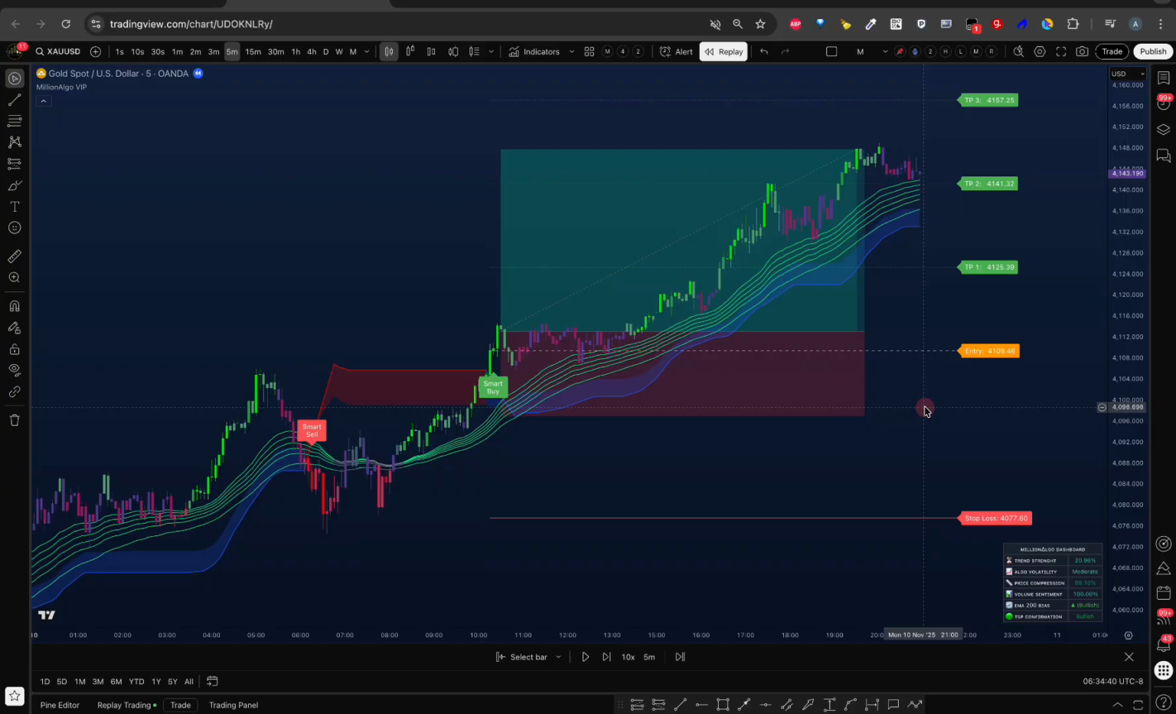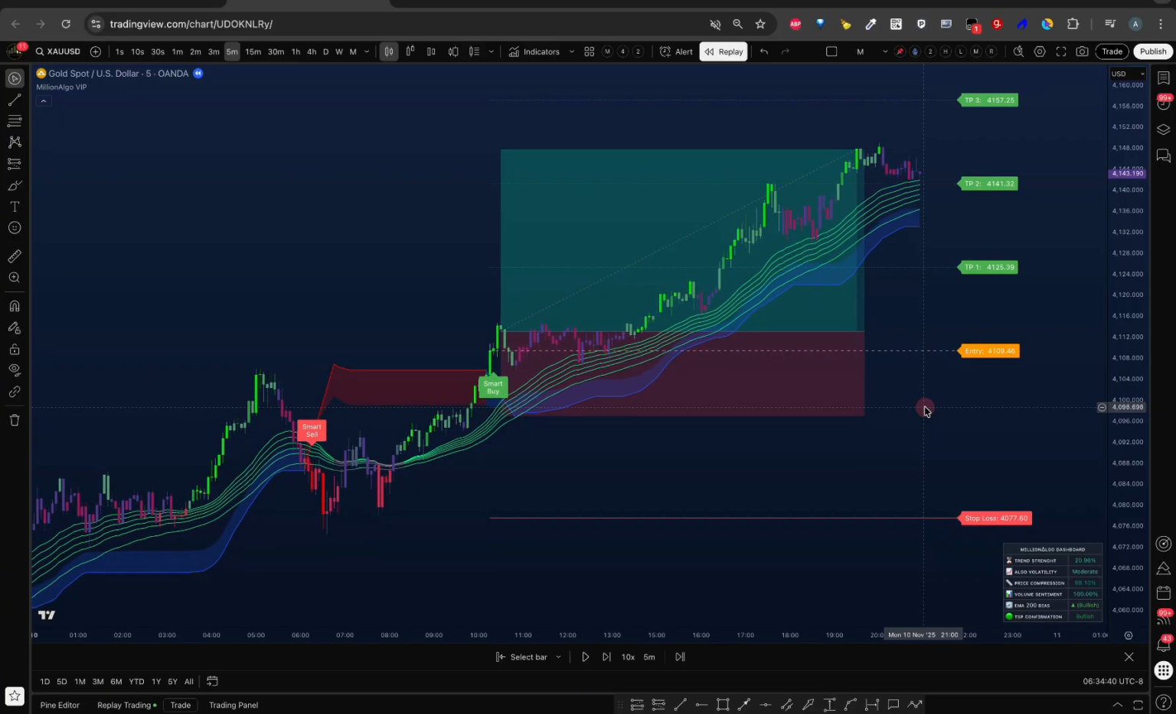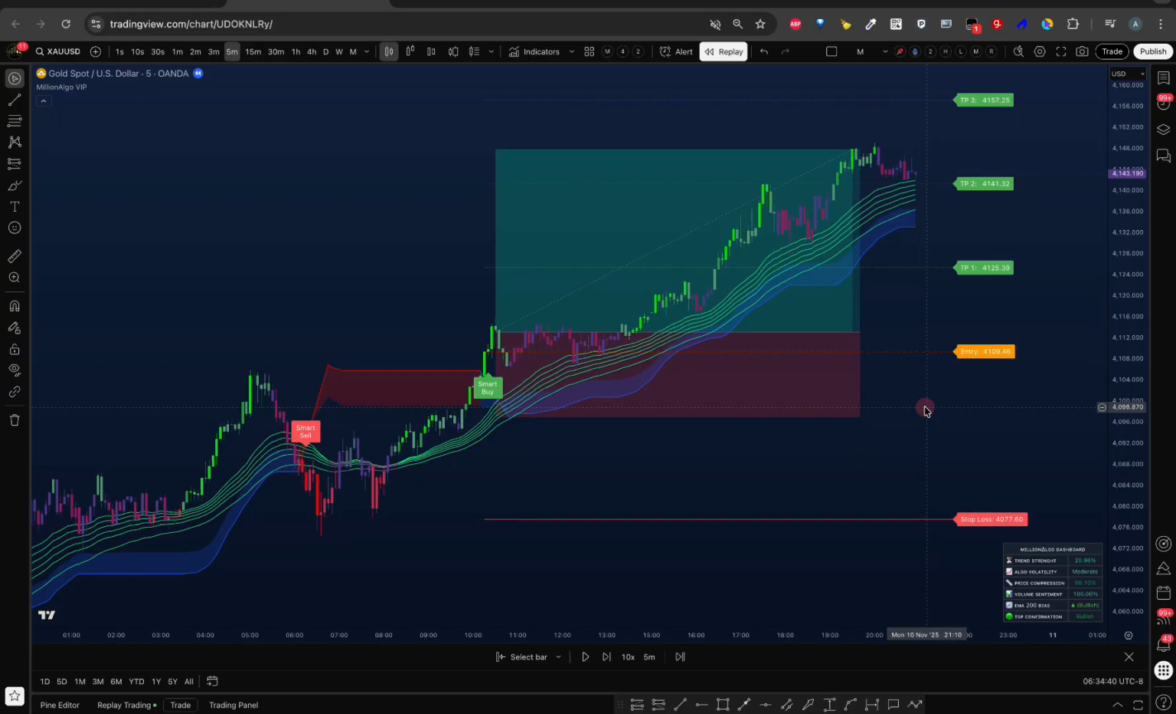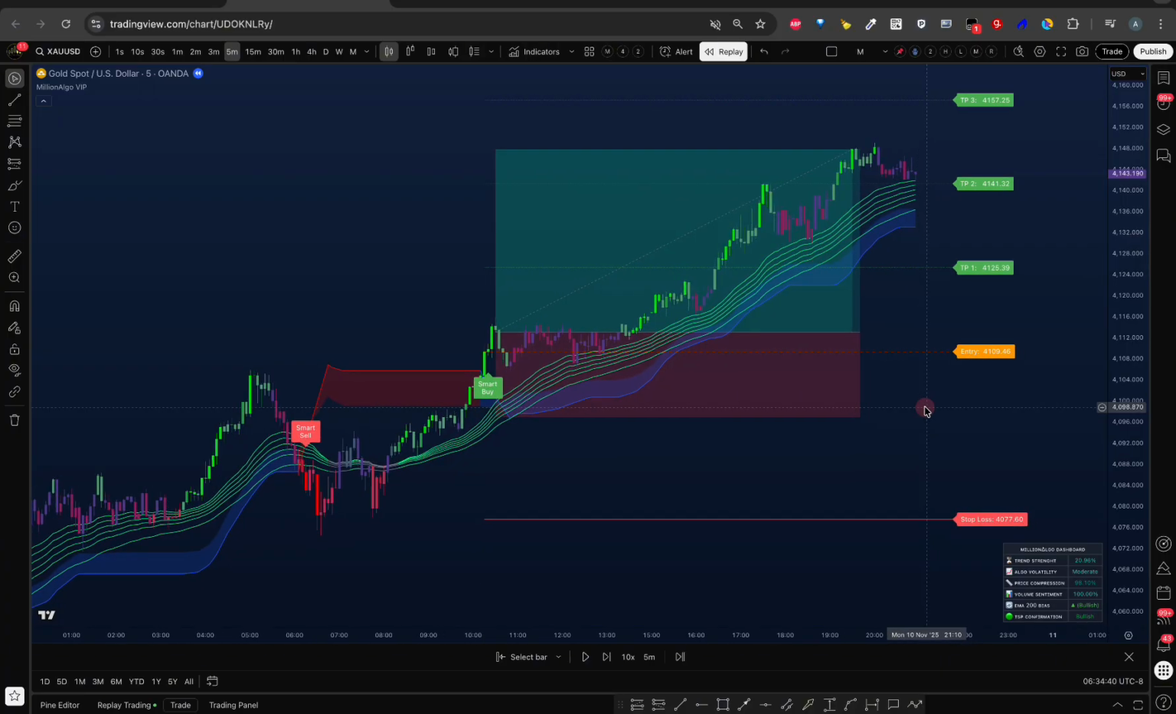Personally, I like the gold chart because it is often more stable than many other assets, but you can test this strategy on different markets and different time frames yourself and see what works best for you. Whatever you do, always backtest first and then try it on a demo account before using real money.